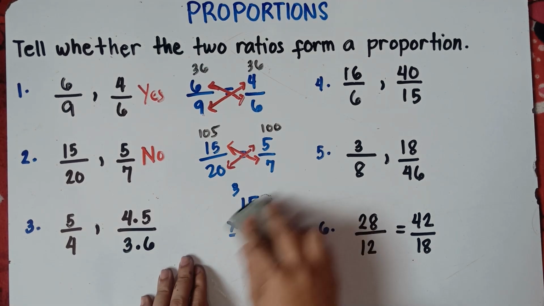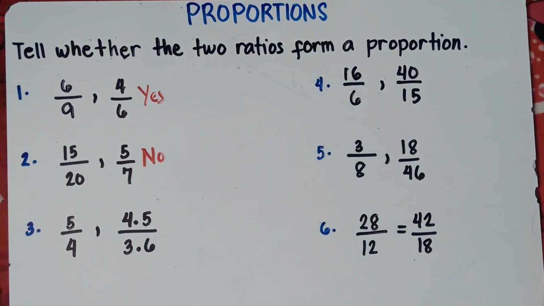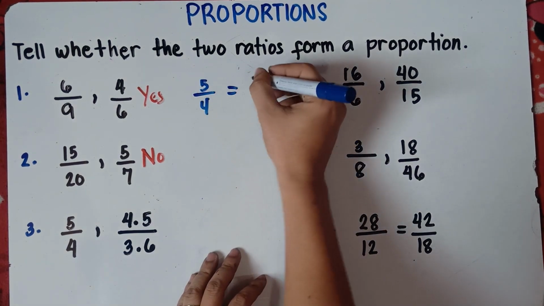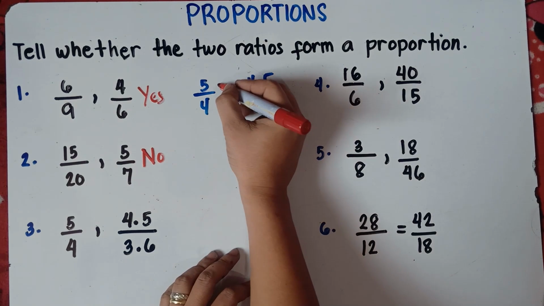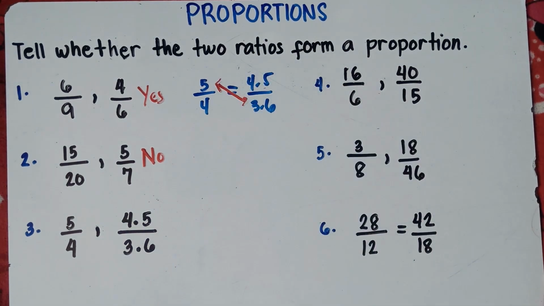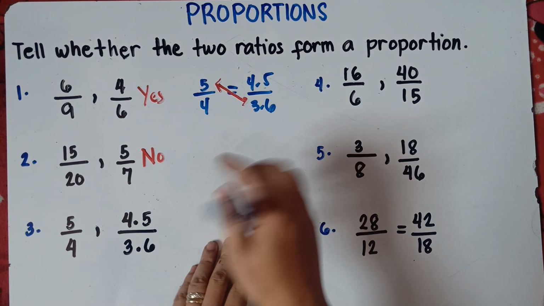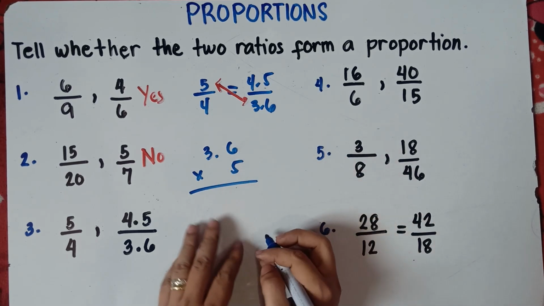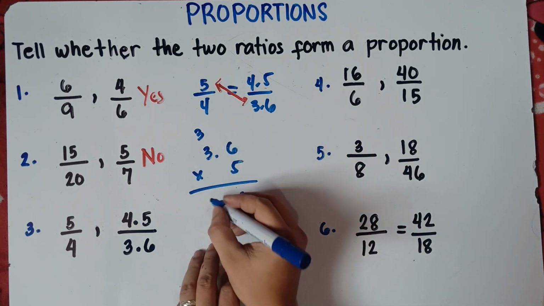Alright, so let's try number 3. What if, sir, the given has decimals? So that would be 5 over 4, and then the other ratio, 4.5 over 3.6. So 5 over 4 equals 4.5 over 3.6. Let's check if these two ratios will form a proportion. So let's multiply. This will be 5 times 3.6. So 3.6 times 5. 5 times 6 is 30, 0 carry 3. 5 times 3 is 15 plus 3, that is 18.